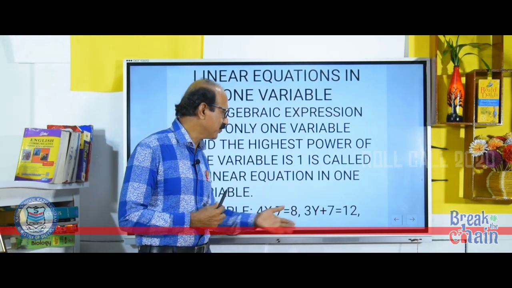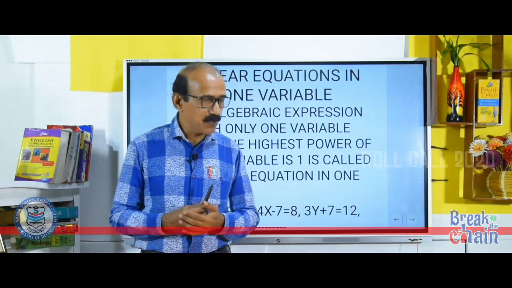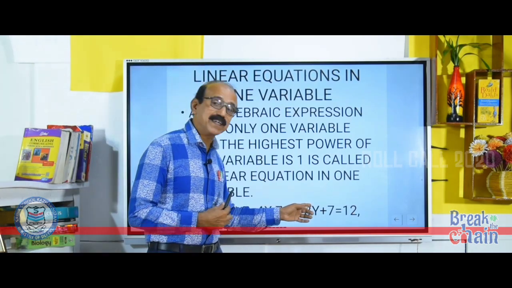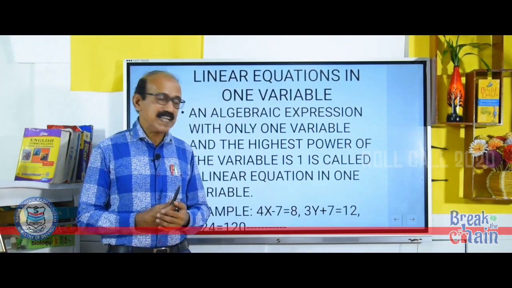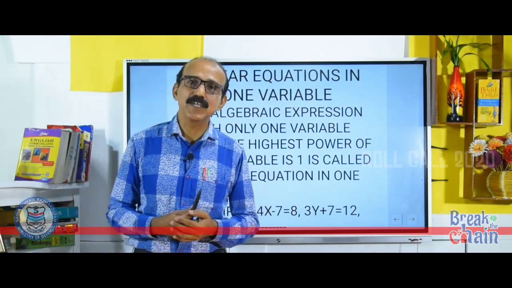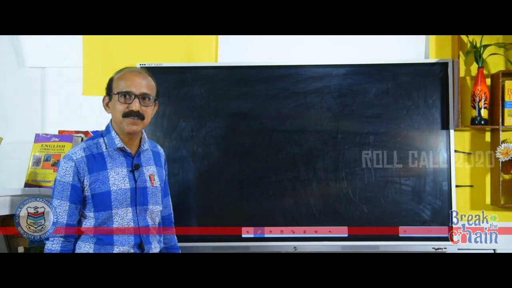Now, let us see the second one, 3y plus 7 equal to 12. Here the variable is y, the equal sign is also present, and the highest power of the variable y is 1. So, 3y plus 7 equal to 12 is also an example of a linear equation in one variable. I am going to give you a few equations, and you have to check whether they are linear equations in one variable or not.